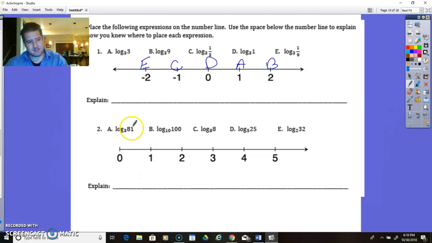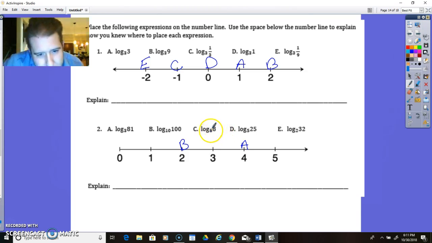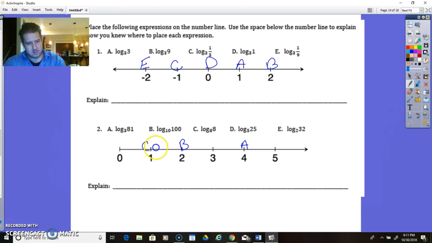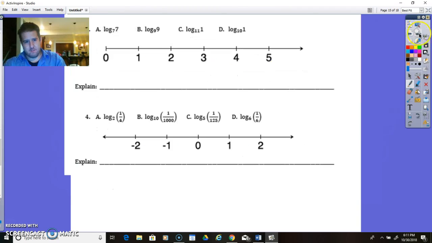3 to the what power is 81? So 3 times 3 is 9, times 3 is 27, times 3 is 81. So A is actually 4. And I believe some of these might be the same answer. 10 squared is 100. So there's B. What was that? Base 8. Sorry, I had to look at it. So base 8 to the 1st power is 1. So that's C. 5 to the 2nd power is 25, okay, so D is also 2. 2 to the 5th power, I believe, is 32. There it is. And voila.